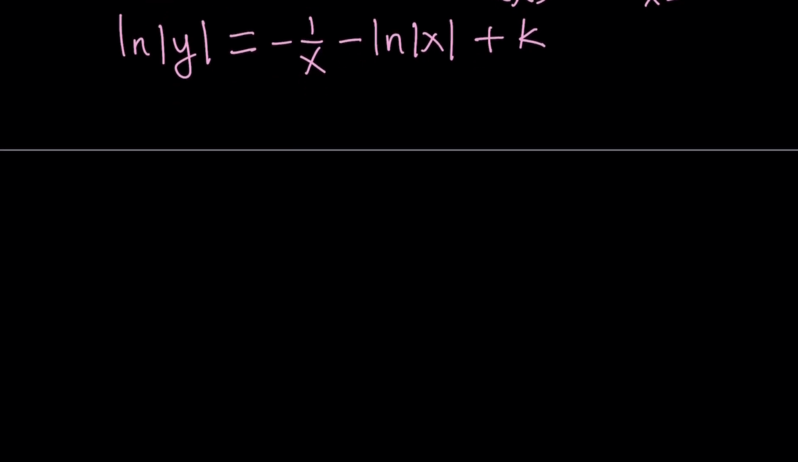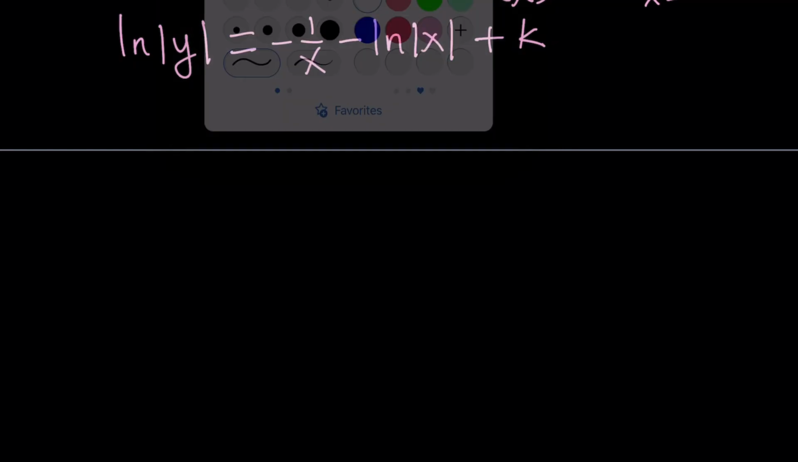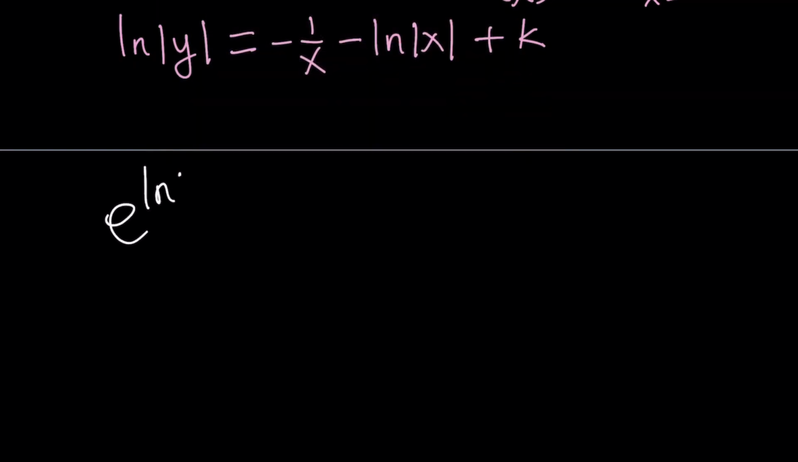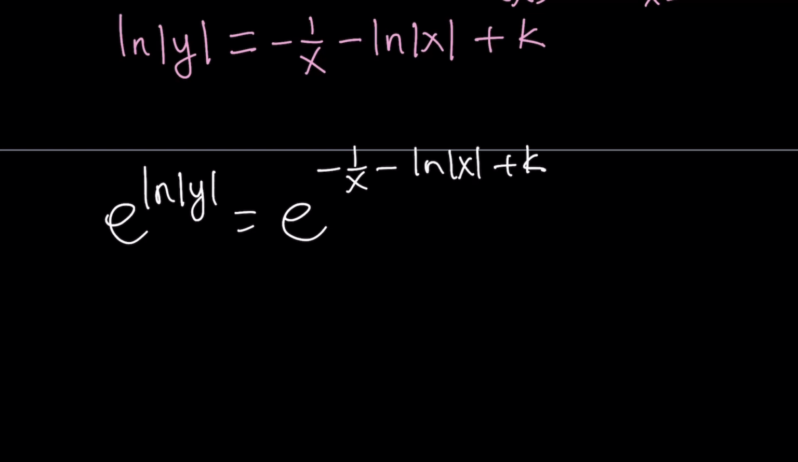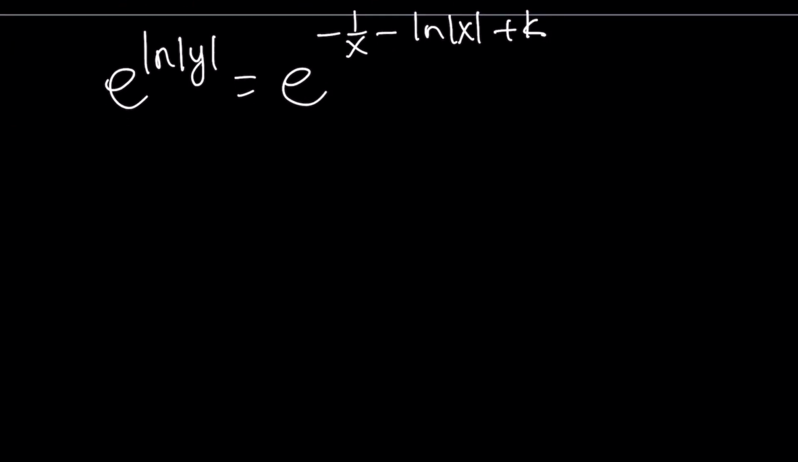Great. Now, we have ln of something, but we would like to find f of x, which is y. So let's go ahead and e to the power both sides. When you e to the power both sides, you're going to get e to the power ln absolute value of y equals e to the power negative 1 over x minus ln absolute value of x plus k. Obviously, e to the power k can be separated, and that's going to become a constant. We'll take care of that in the next step.